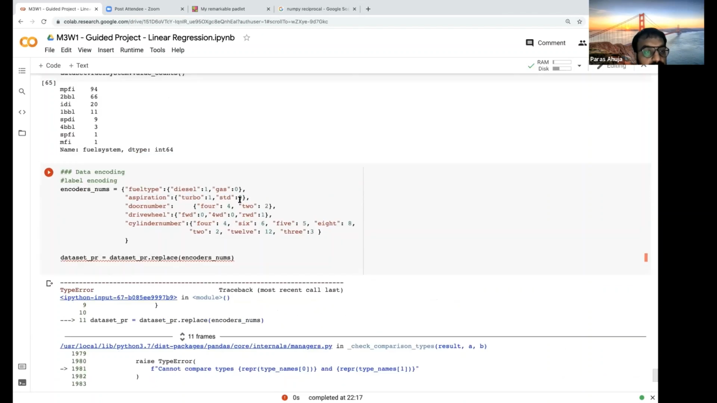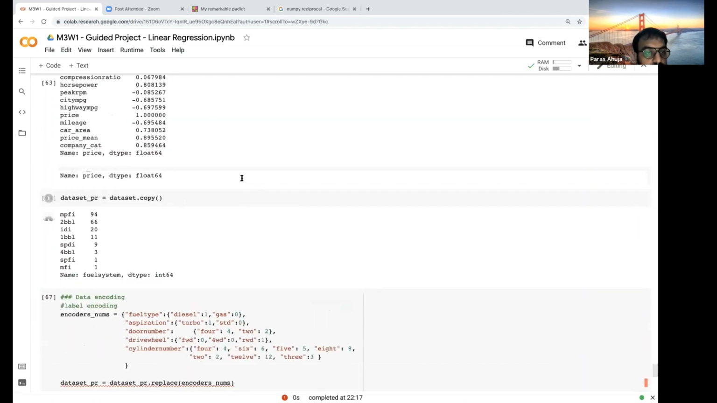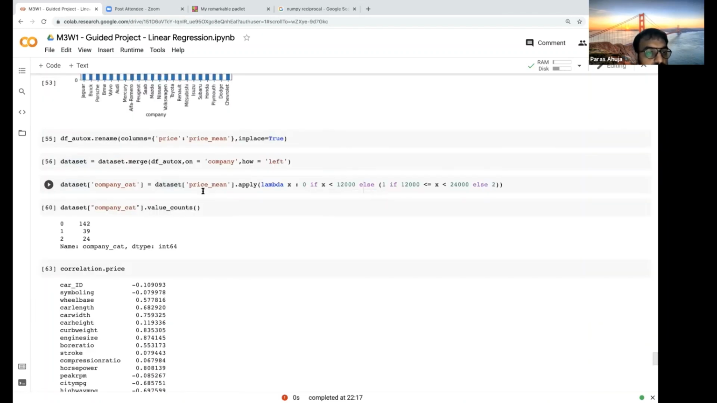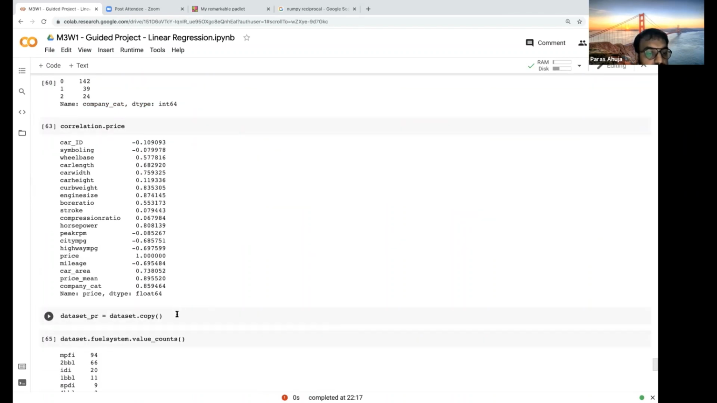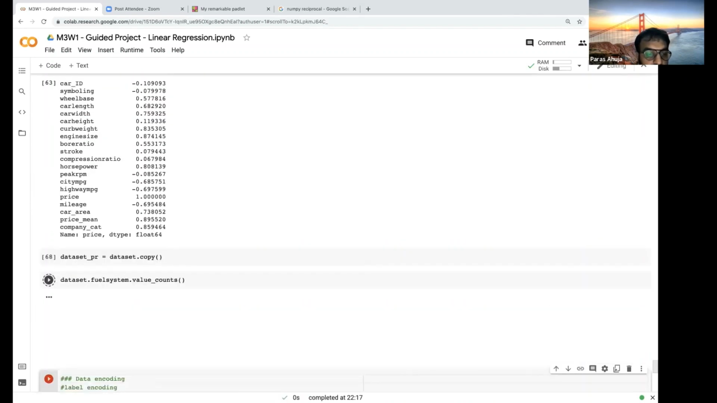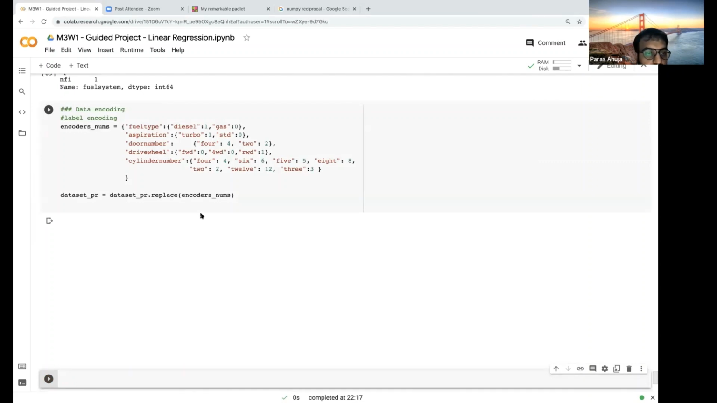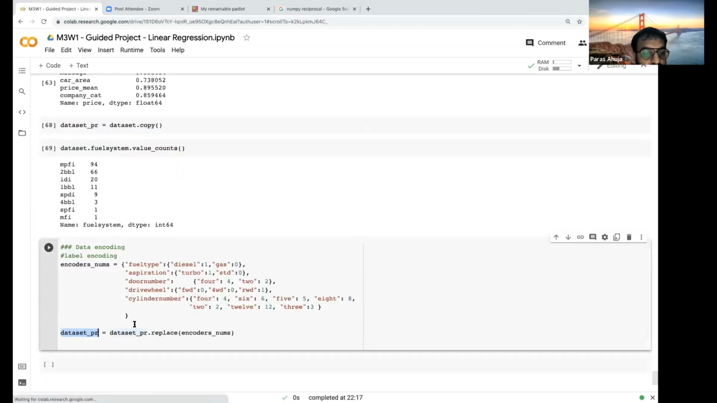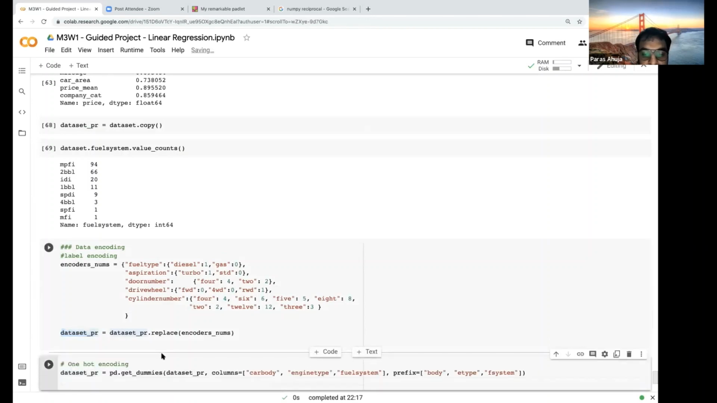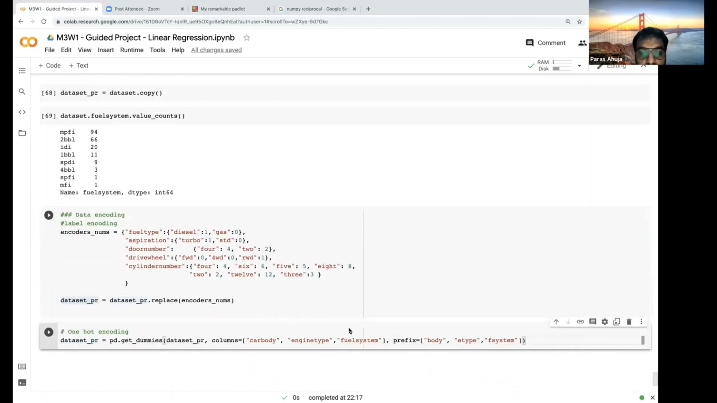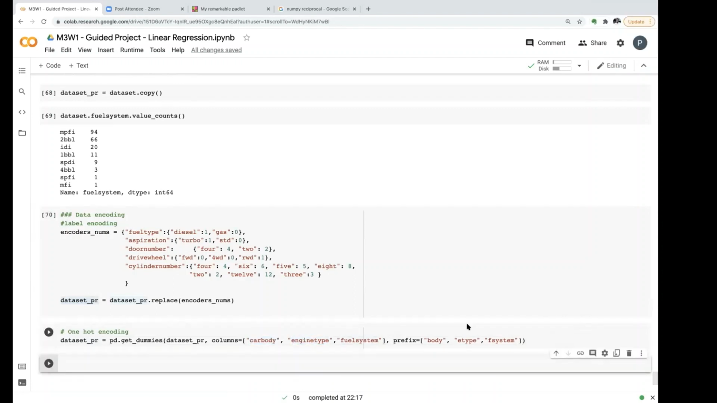Okay, I think I have run it twice. I'll create another copy. Okay, so this dataset is there now. And what I should do next is, for all the remaining columns, create dummies: for fuel system, engine type, and car body, I'll create dummies.